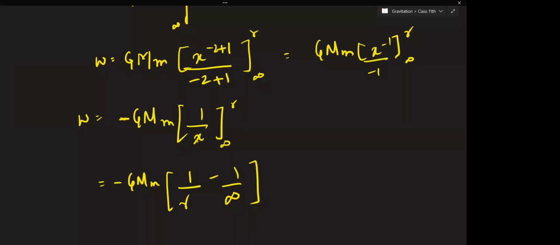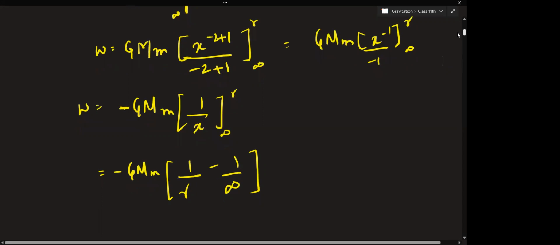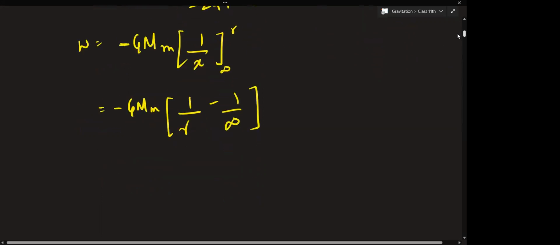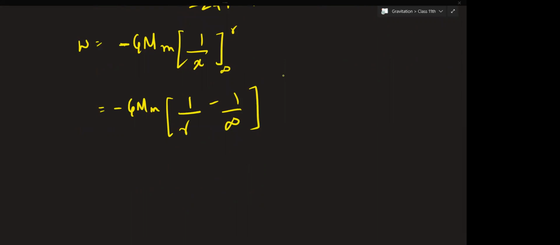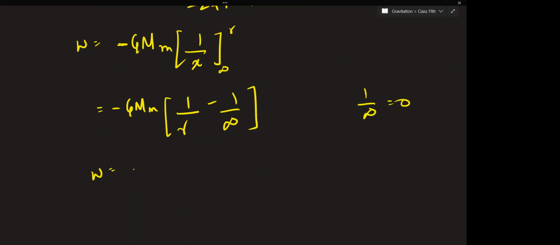Class, 1 by infinity. What is the value of 1 by infinity? Is there some value? Yes, Waziha? Ma'am, it was 0. Correct. 1 by infinity is 0. So since 1 by infinity will be 0, you will be left with work done equal to minus G, capital M, small m by r.